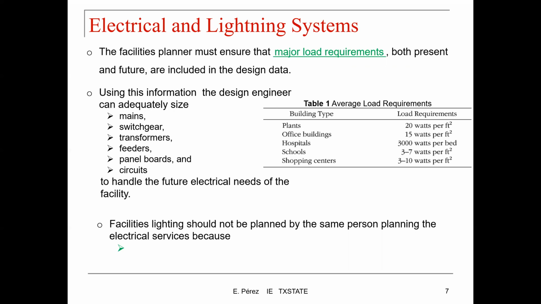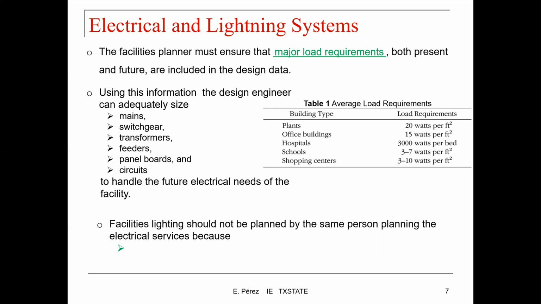Like if you plan to expand by adding a second production line, or if business goes well, maybe we need more space for a warehouse and so on. So using this information, the design engineer can adequately size main switchgear, transformers, feeders, panel boards, and circuits to handle the future electrical needs of the facility.